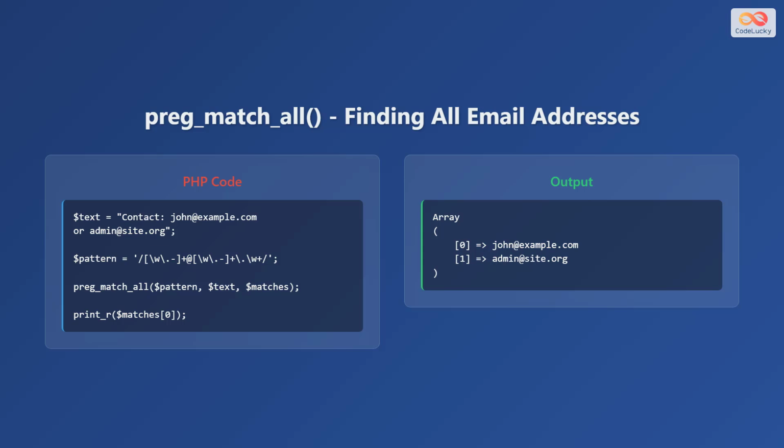It looks for a sequence of alphanumeric characters, periods, or hyphens, followed by an @ symbol, then another sequence of alphanumeric characters, periods, or hyphens, and finally a dot followed by more alphanumeric characters. We call preg_match_all with the pattern and the text and store the results in the $matches array. Then we use print_r to display the first element of the matches array, which contains all the full matches. On the right side, you can see the output. The array contains the 2 email addresses that were found in the text. This example demonstrates how preg_match_all can be used to extract specific pieces of information from a larger body of text.